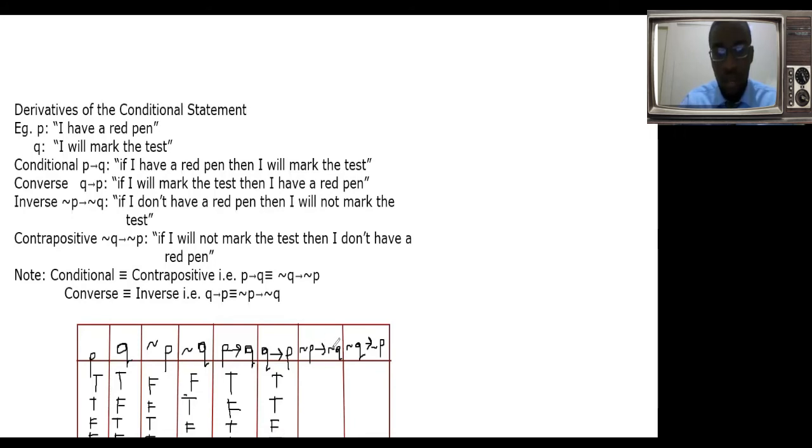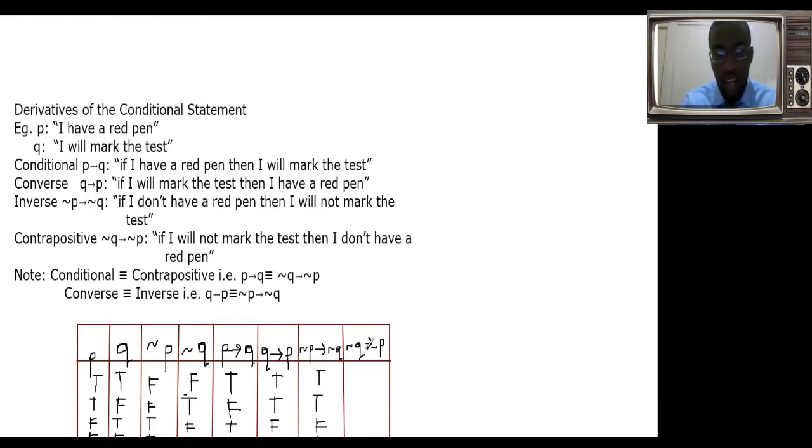Now not P implies not Q. Whenever not P is true but not Q is false, that's the only place where not P implies not Q is going to be false. So right here, not P is true and not Q is false. This is the only place where it's going to be false. Everywhere else is true. Alright?